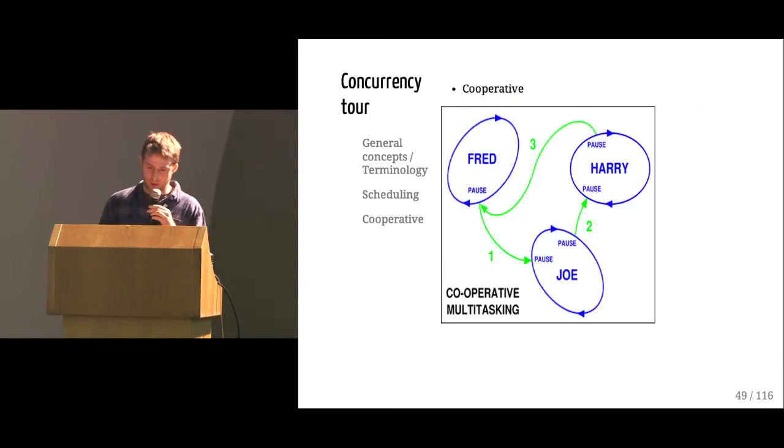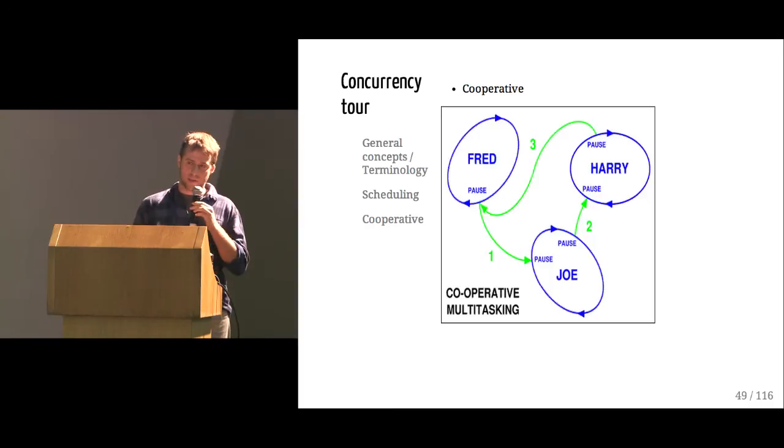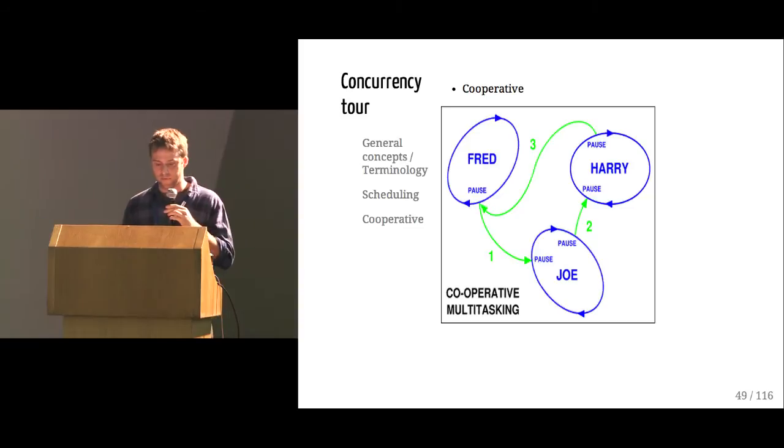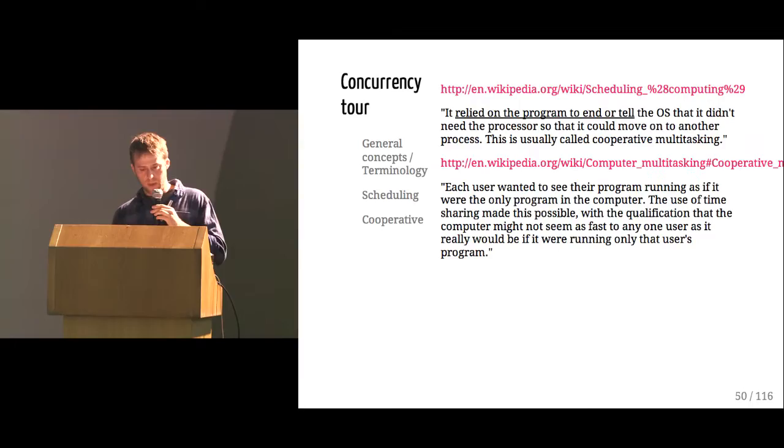Whereas the cooperative way of scheduling is basically handing off the baton. It's like Fred is running, Fred is doing all this stuff, and then he pauses and says, okay, I'm done, it's now your turn to do something. And then Joe picks up the baton and starts making hot potatoes or something, and when he's done, he passes it on to Harry, and then the circle goes around. But they're all working together, right? This is the cooperative way of scheduling. It relies on the executing thing that's running to say, I'm done, it's now your turn.